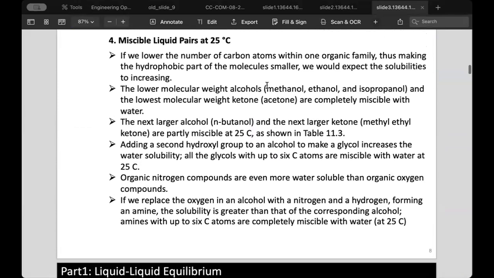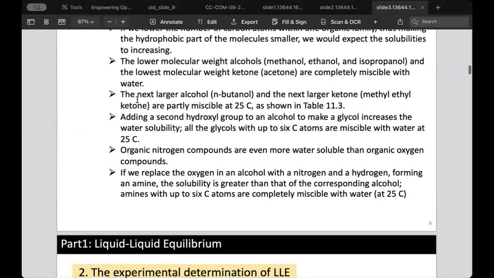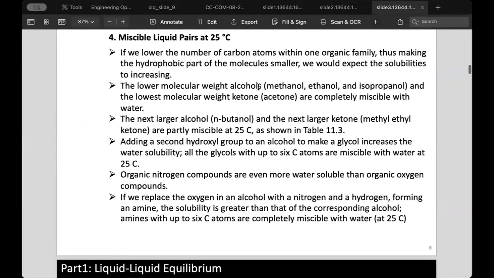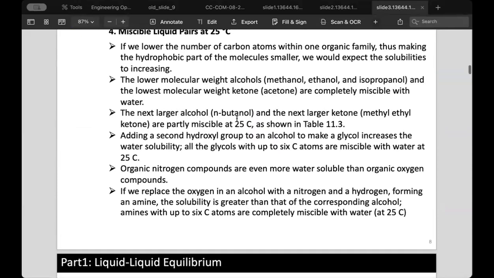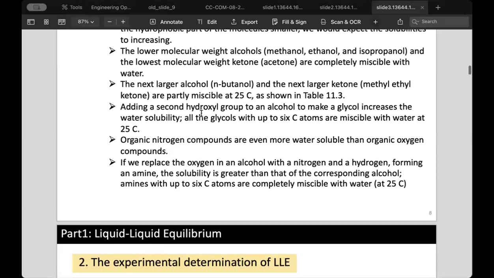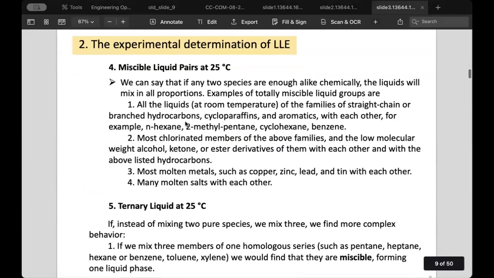Okay. This is some example. You can read it. For example, the lower molecular weight alcohols, for example, methanol, ethanol, isopropanol, and the lowest molecular weight ketone are completely miscible, right? The next larger alcohol, like n-butanol, and the next larger ketone, like methyl ethyl ketone, are partly miscible. Adding a second hydroxyl group to an alcohol to make a glycol increases the water solubility.